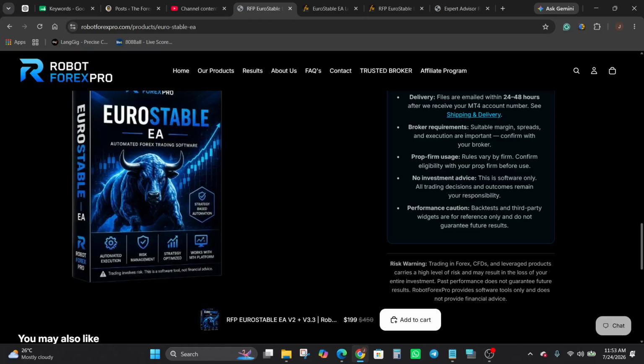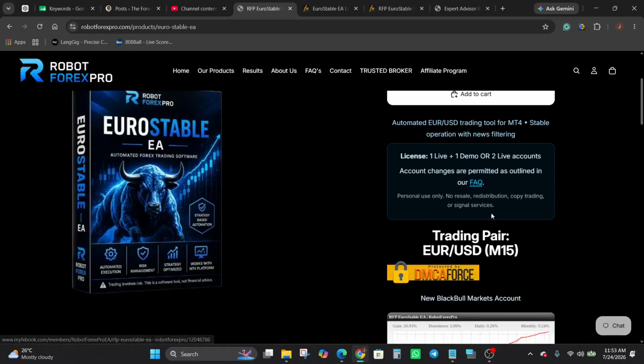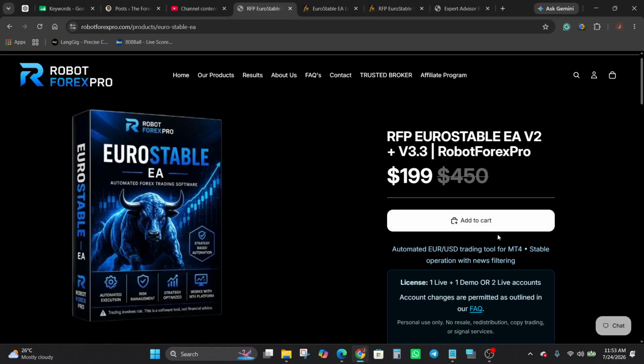To wrap up, EuroStable EA is an MT4 tool built exclusively for EURUSD, offering both a scalping and a conservative version with news filtering, and a current account showing one of the tighter drawdown profiles that we have seen. Still, as always, test it yourself, understand the risk before committing any capital, and remember that no single EA suits every trader.